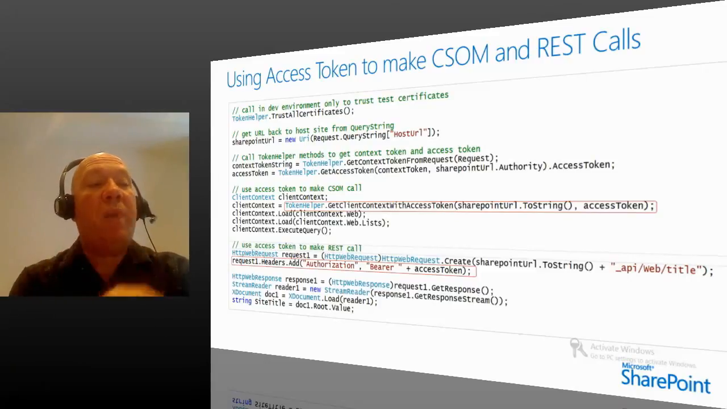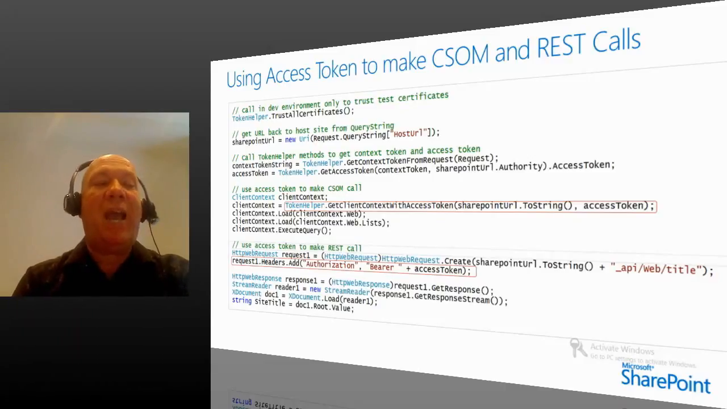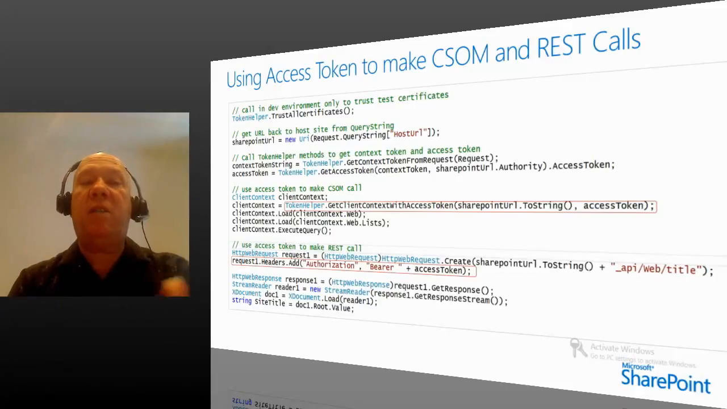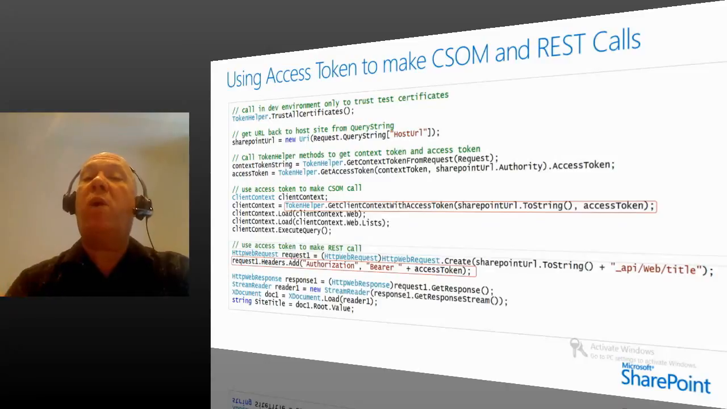So it grabs the information from the request that has got the context token, the SP app token that you saw a couple of slides ago. The token helper, you can call now something called GetAccessToken. You pass in the context token and you pass in the SharePointUrl.Authority, which is the URL for the secure token service that happens to be set up there.